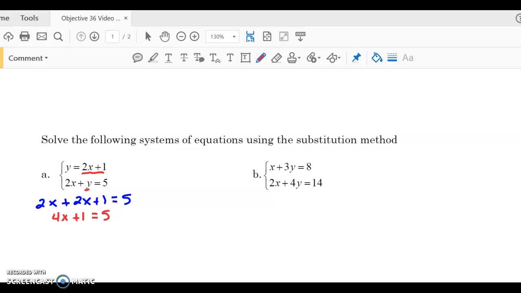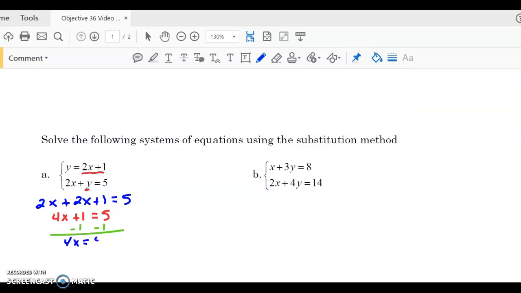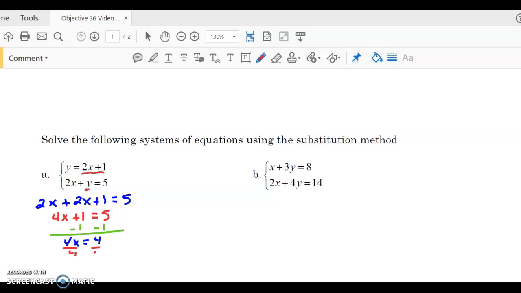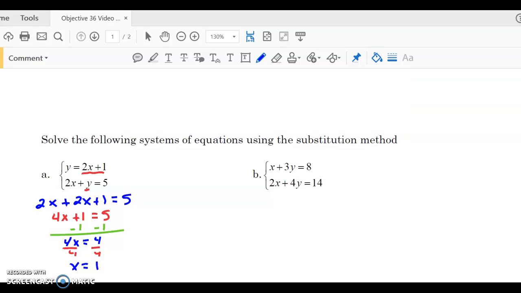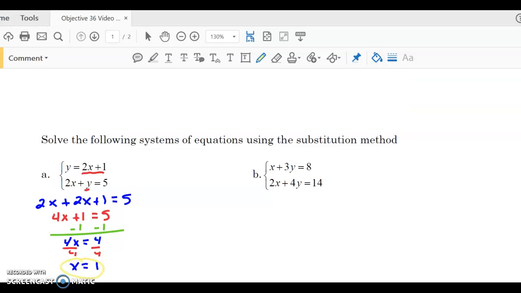So we get 4x plus 1 equals 5. Then we subtract the 1 from both sides. We get 4x equals 4, and then we divide by 4, and we get x equals 1. Now the question is, how do you find what y is? Because in a system from yesterday, graphing, we have to find the solution, which is x and y. So we're going to take x equals 1 and replace it in either equation above.